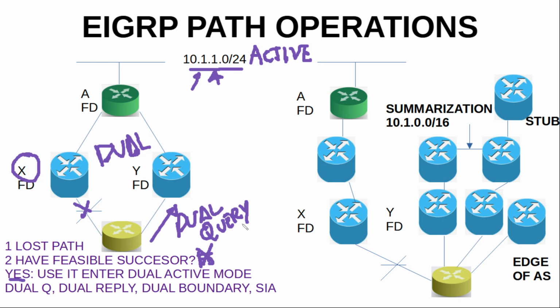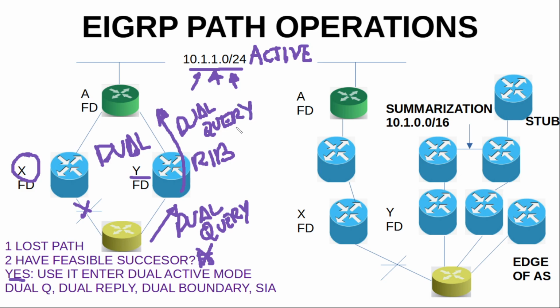In this case, the yellow router only has one neighbor, so it is going to send a DUAL query to router Y. Router Y will have to check its RIB to see if it knows a path for this prefix. If there is no information regarding this path, it will have to forward this DUAL query to its upstream neighbors.